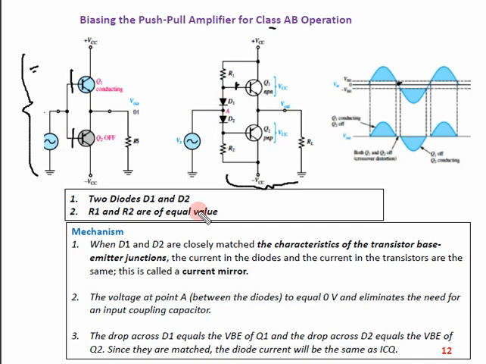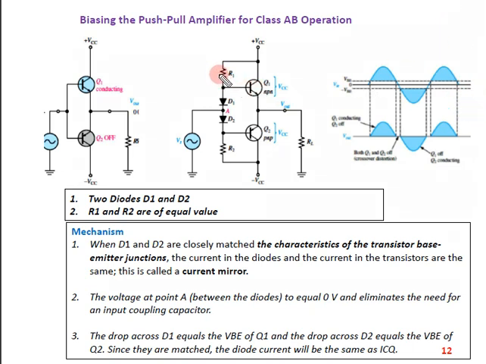So how can we introduce that biasing at the base? You can see we introduce R1 and D1 at Q1, and then at the base of Q2 we introduce R2 and D2. So I have two diodes, D1 and D2, and two resistors, R1 and R2, of equal value. This is a small DC biasing to overcome the 0.7 crossover distortion. The mechanism is quite simple.